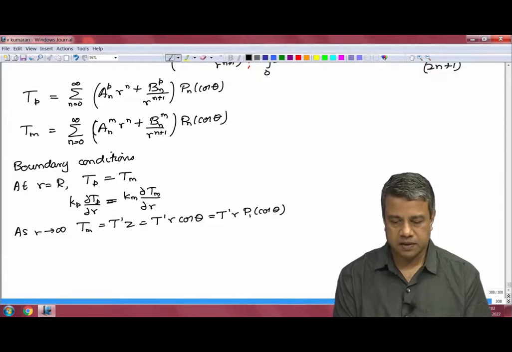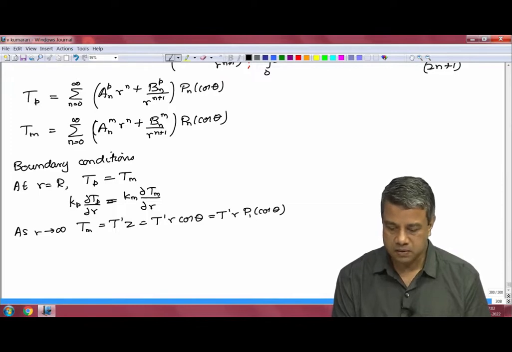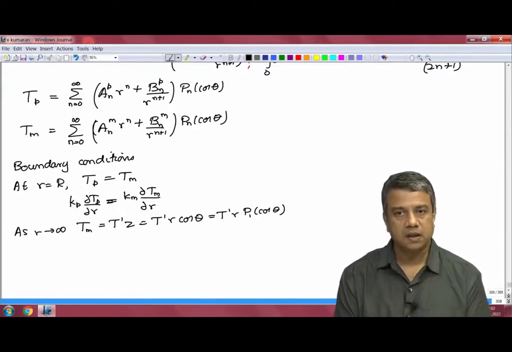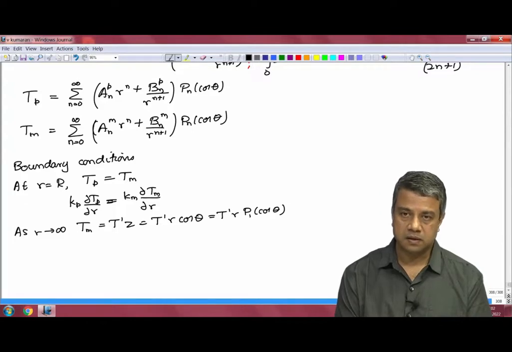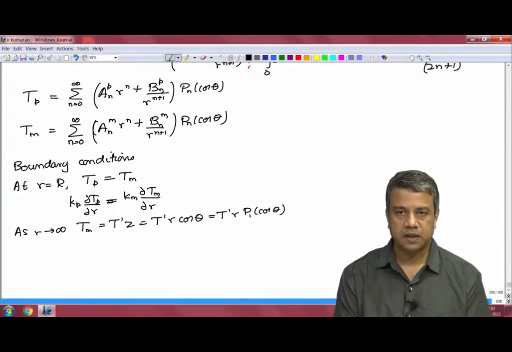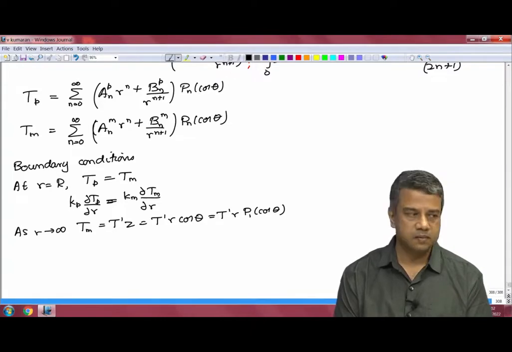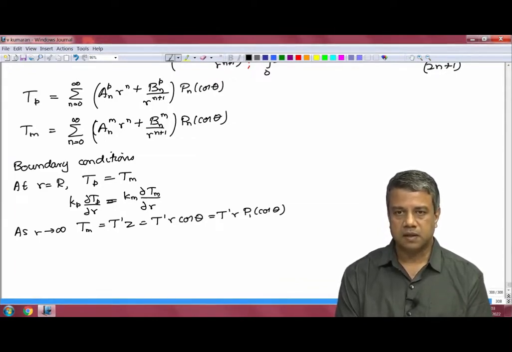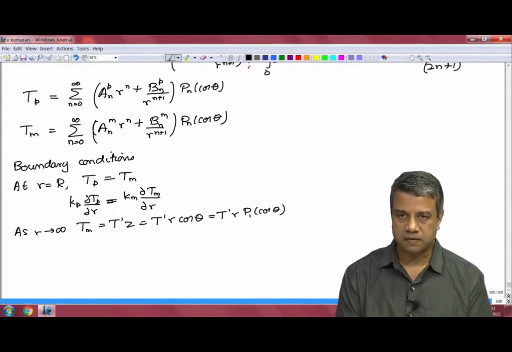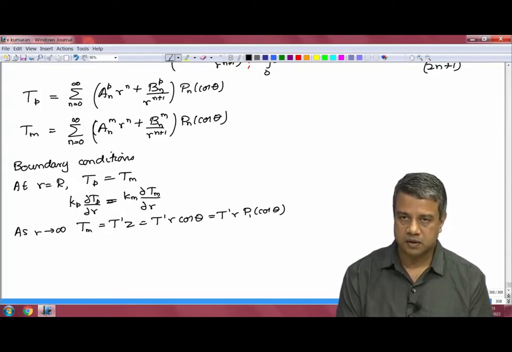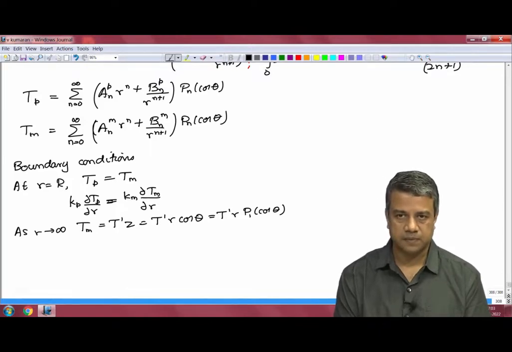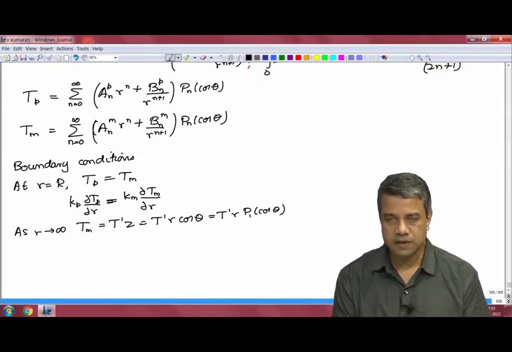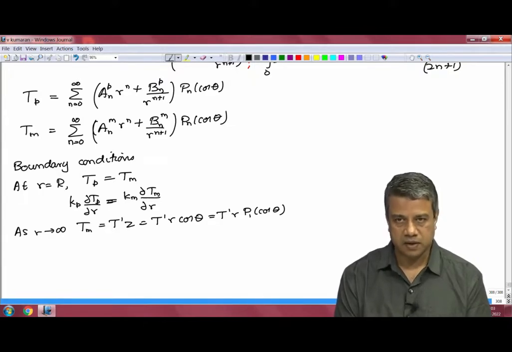Now I have to find these coefficients APn, BPn, and similarly in the matrix, to satisfy these boundary conditions. Note that all the Legendre polynomials are orthogonal to each other. Therefore, if I were to do it in a similar manner as I had done for the Cartesian coordinate system, I would take Pn of cos theta and multiply it by some other Pj of cos theta, and the integral would be non-zero only if j is equal to n. I do that for the temperature fields and I do that for the boundary conditions.